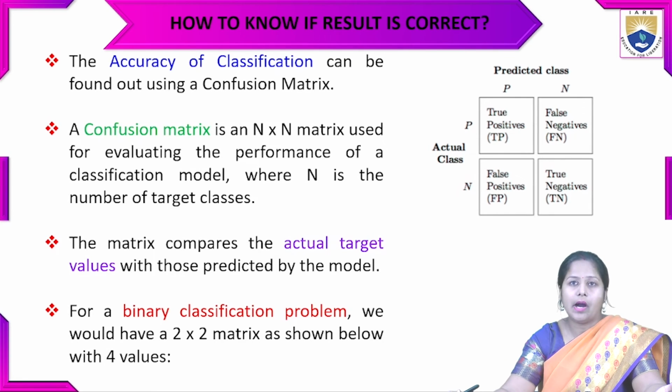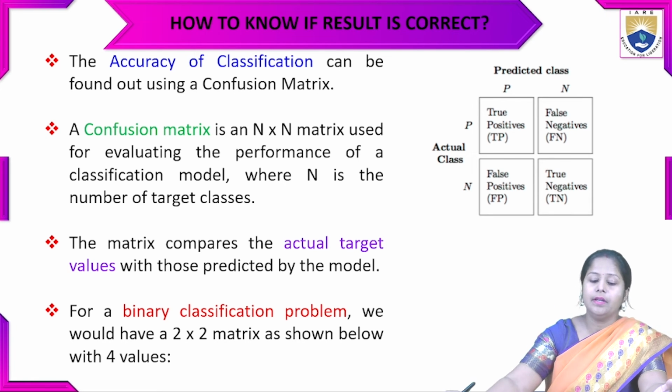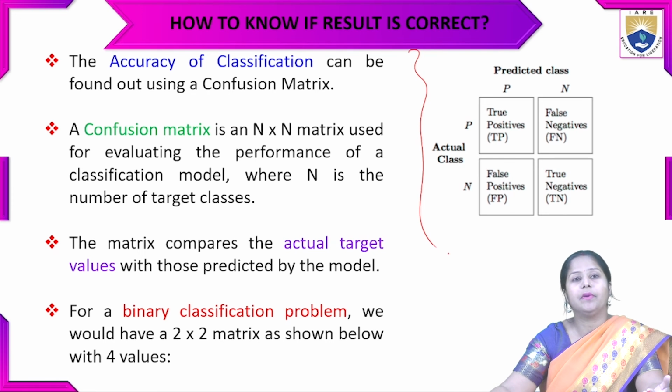Right. Now, how do we know whether the result we got from the Bayes theorem, the conditional probability, is correct or not? For that, the accuracy of classification will be there. The accuracy of classification can be found using a confusion matrix.